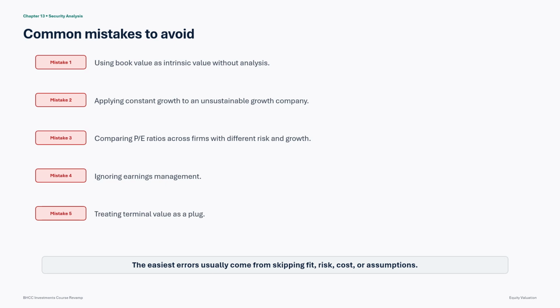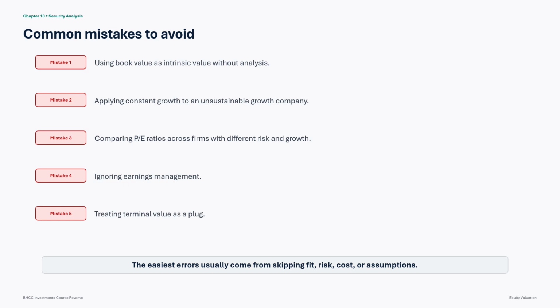Several additional mistakes deserve attention. Do not confuse precision with accuracy. A model can produce $47.83 without being accurate to the nearest cent. Use ranges and scenarios. Do not double count growth. If higher growth requires more capital spending and working capital, the cash flow forecast must include the reinvestment. Revenue growth that consumes cash is not free. Do not ignore dilution. Stock-based compensation and future share issuance affect value per share.